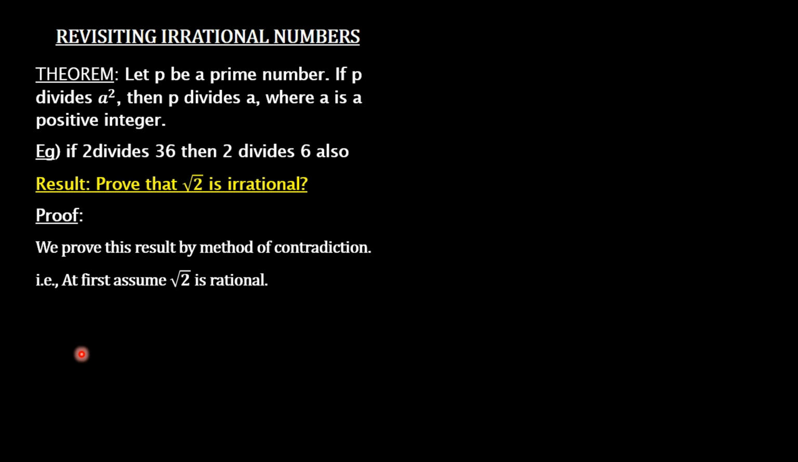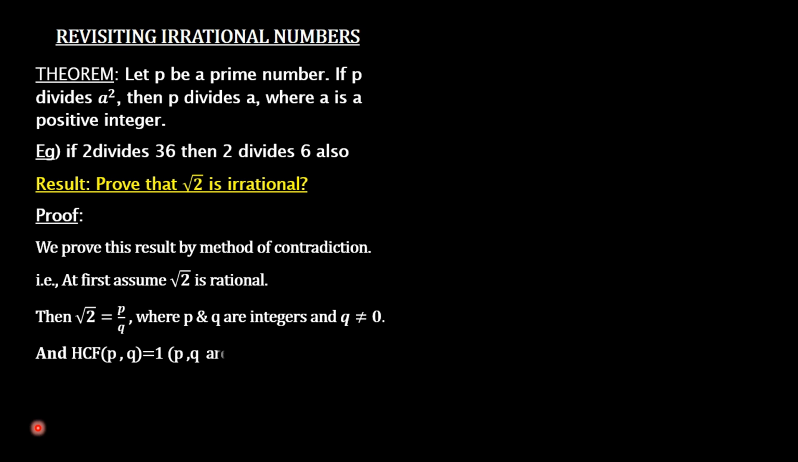So, what if root 2 is rational? Then root 2 equals p by q, where p and q are integers and q is not equal to 0. Every rational number can be represented like p by q. We are representing root 2 as p by q. Another important fact we use for this theorem is that HCF of p and q equals 1, that is, the highest common factor of p and q is 1, so that p and q are co-prime.